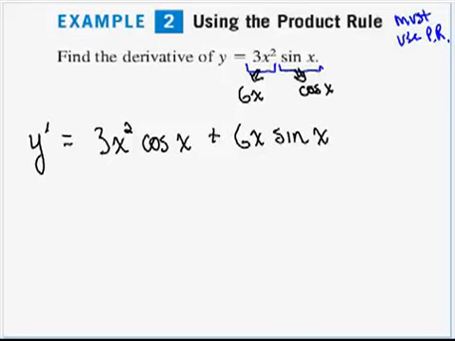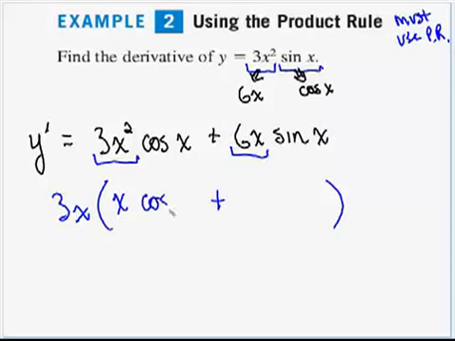If you noticed here, we have some terms that we might be able to factor out. A 3x squared and a 6x. What's the common factor that we can pull out of each of those terms? Well, we could pull out a 3x. So if we pull a 3x out of here, we're just left with an x times the cos of x. Plus we pull a 3x out of here, we're left with a 2 sine x. And there we go.